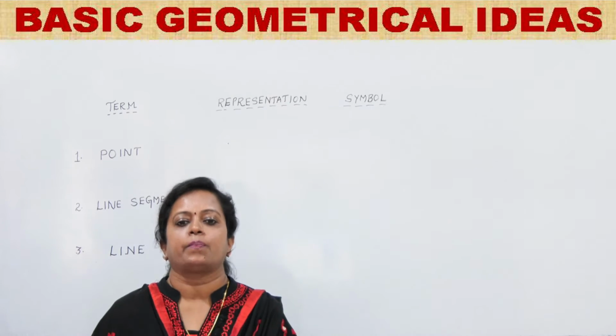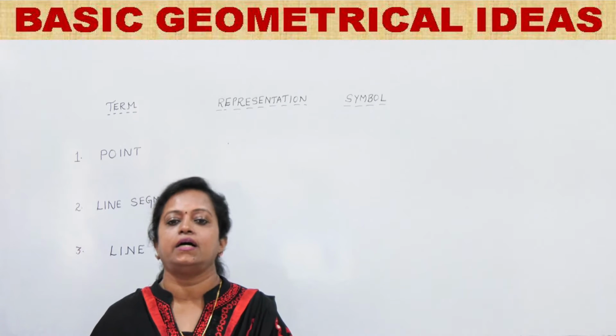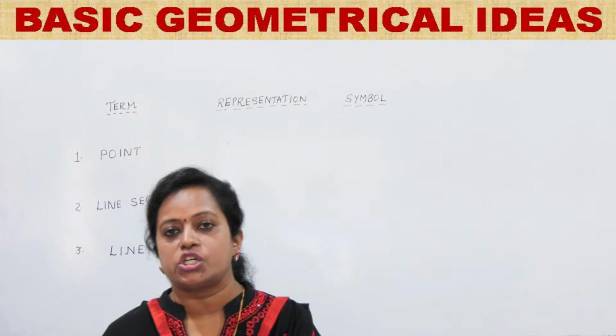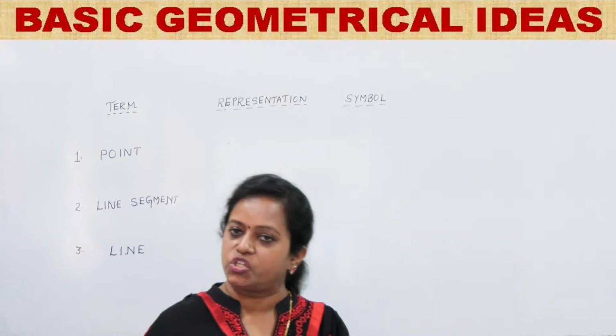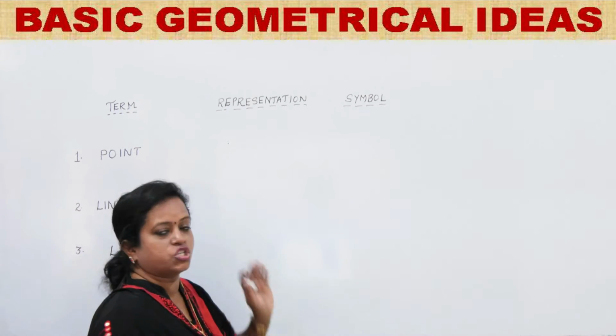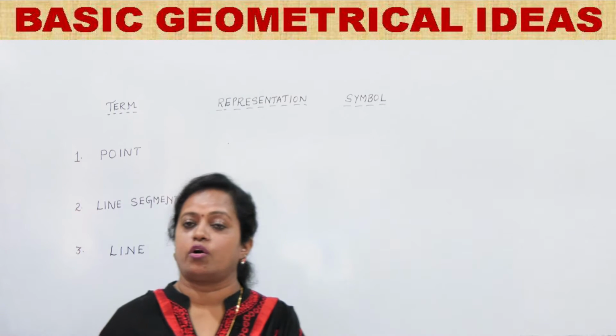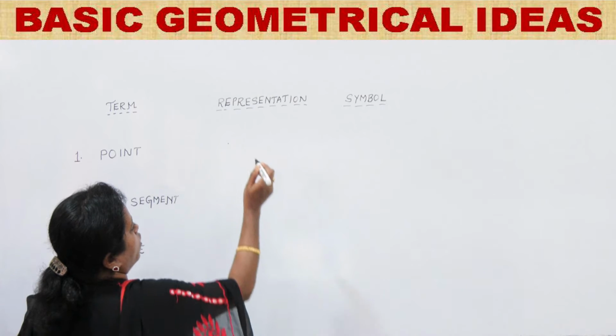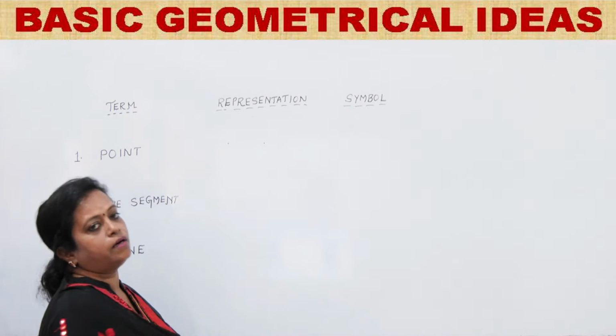So in geometry, point represents a location or a position. It represents the location or position of an object in a plane. And the point is said to be dimensionless. That is, it does not have length, breadth or height. So just a small mark like this represents a point.